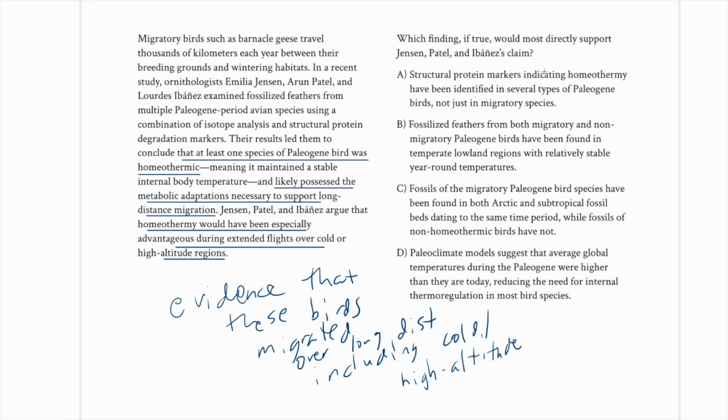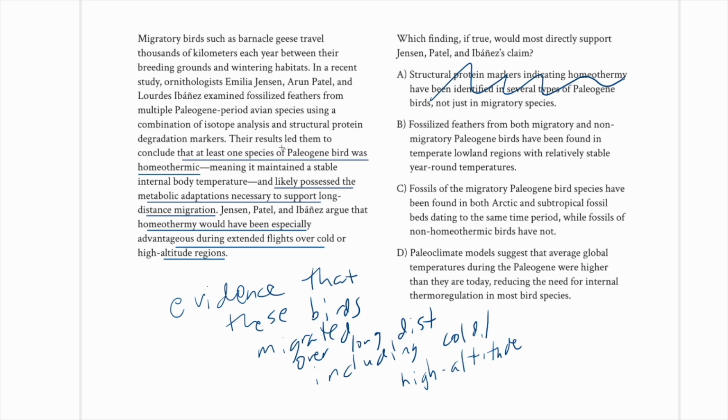Starting with A, structural protein markers indicating homeothermy have been identified in several types of birds, not just in migratory species. Well, that may be true, but that's not the important thing here, because even though they mention structural protein markers in the passage, that's not really involved in the claim that they're making, so that's going to be one of the irrelevant options. B, fossilized feathers from both migratory and non-migratory birds have been found in temperate lowland regions with relatively stable year-round temperatures.